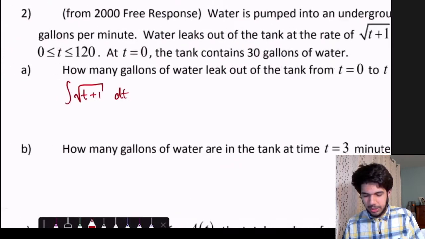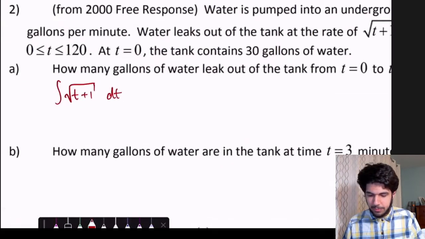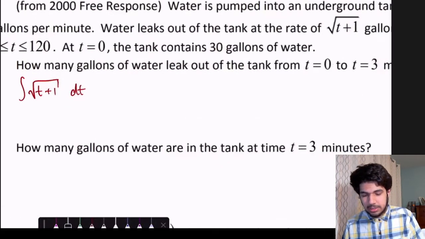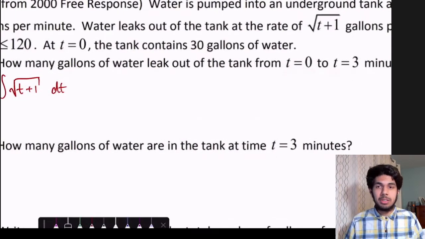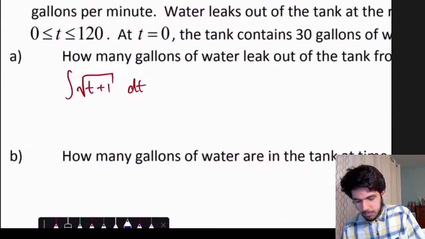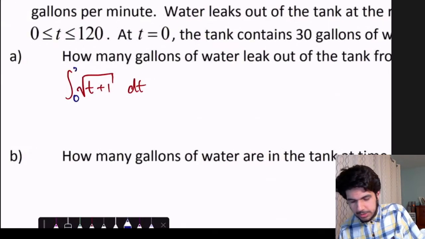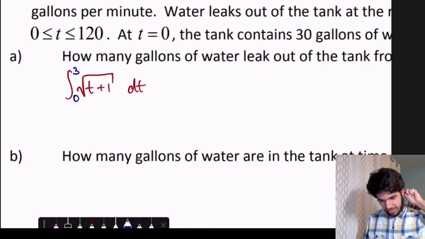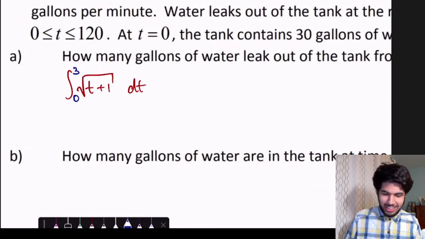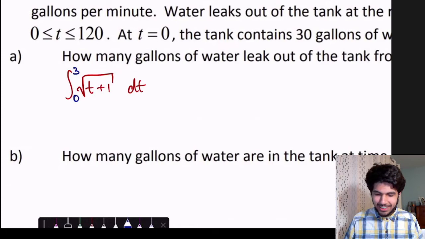I'll just zoom in here so we can see it a little bit better. And we're asked how many gallons leaked out from t equals 0 to t equals 3. So those would be our limits. So we're integrating from 0 to 3. So now we just have to solve this. And how are we going to solve this, you ask? Hopefully you're shouting it out. We're going to use some u-substitution.